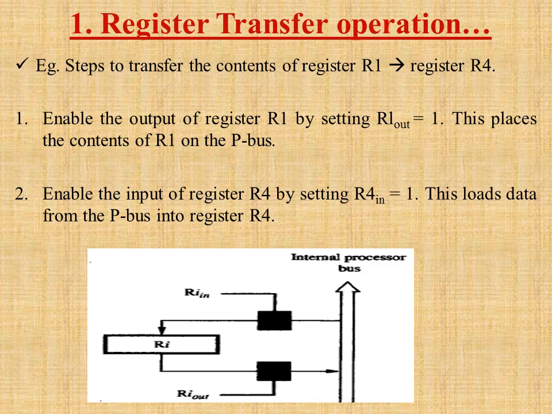Now we have seen this example of how to read and write. If you want to read the contents of the register R1, R1 out equals 1, and if you want to input some contents into the register R4, you are going to give R4 in equals 1. This is nothing but move R1 comma R4.